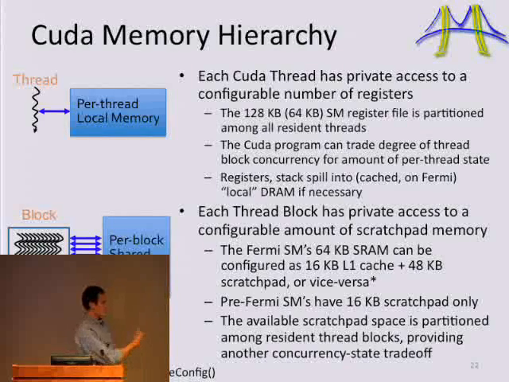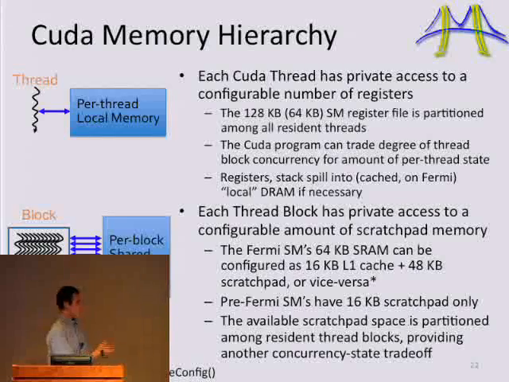But the amount of scratchpad memory is specified dynamically when you call the kernel. It's actually an extra optional argument to that triple angle bracket syntax. Before Fermi, there was only 16 kilobytes of SRAM per streaming multiprocessor, and you could only use it as scratchpad.